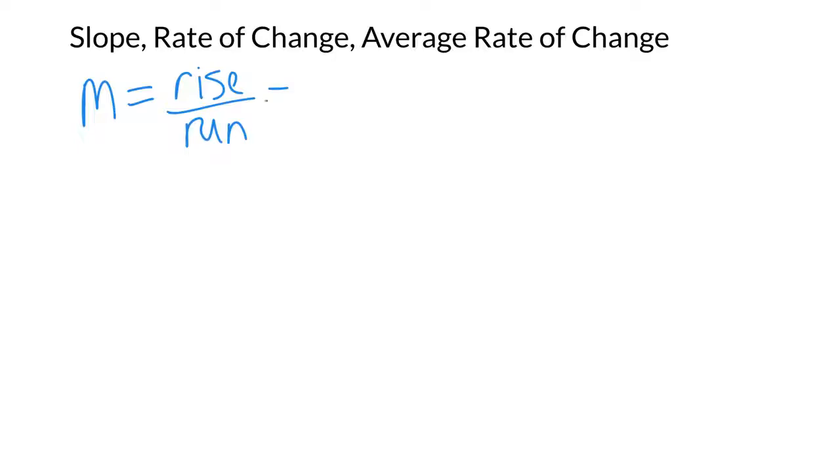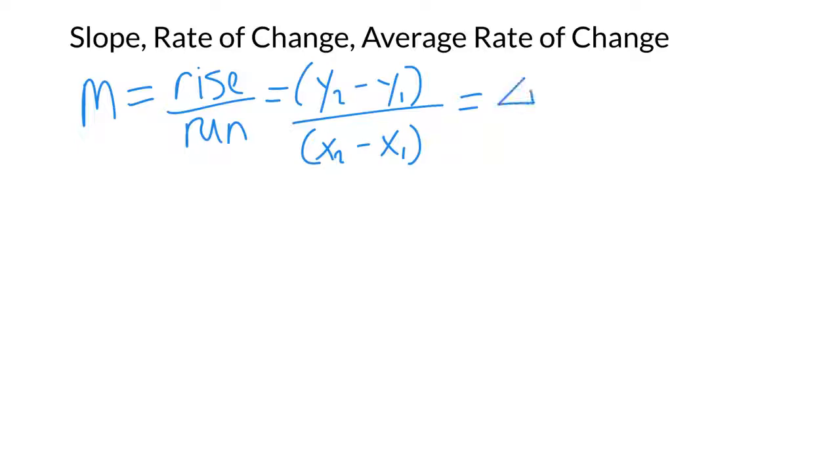We have another formula that says y2 minus y1 over x2 minus x1. The way we often say that is change in y over change in x. So we abbreviate that as delta, the Greek letter, so delta y over delta x. We are going to mostly work with delta y over delta x, change of y over change of x.